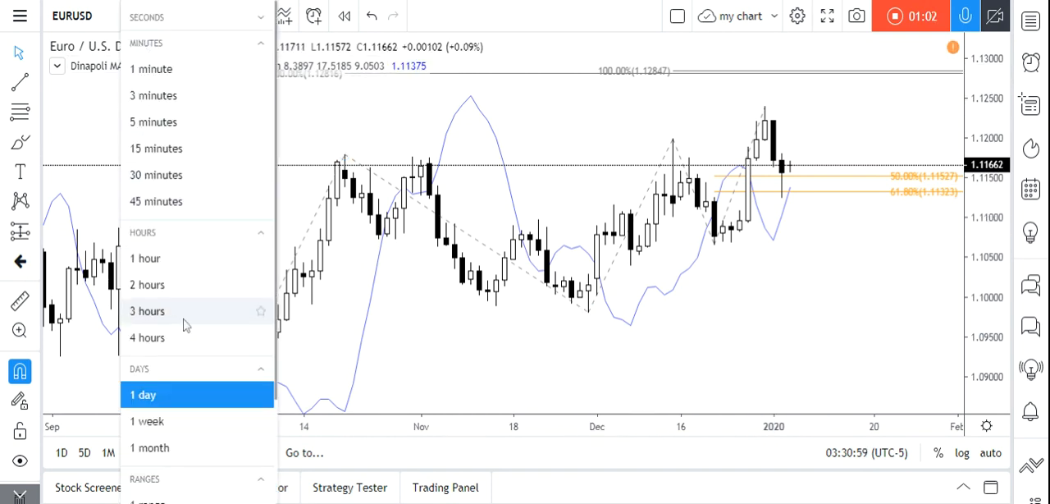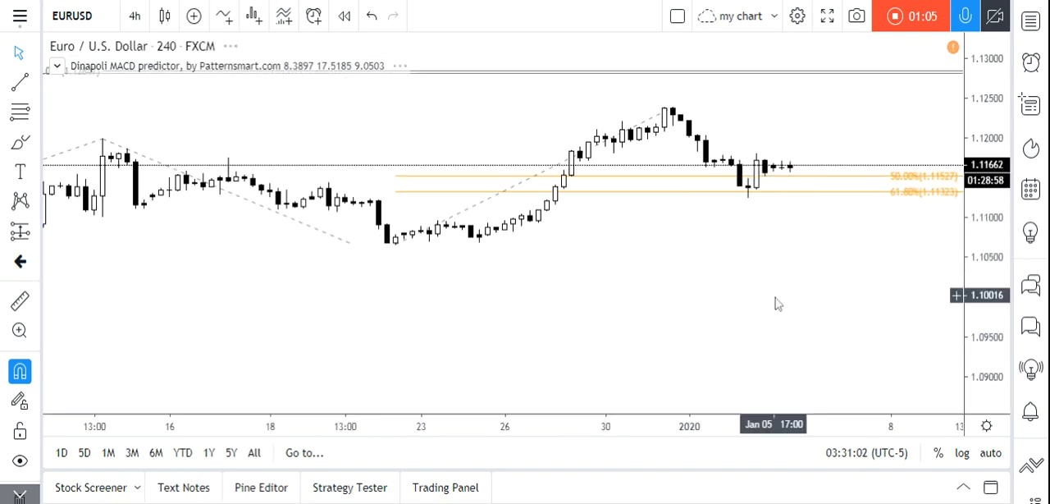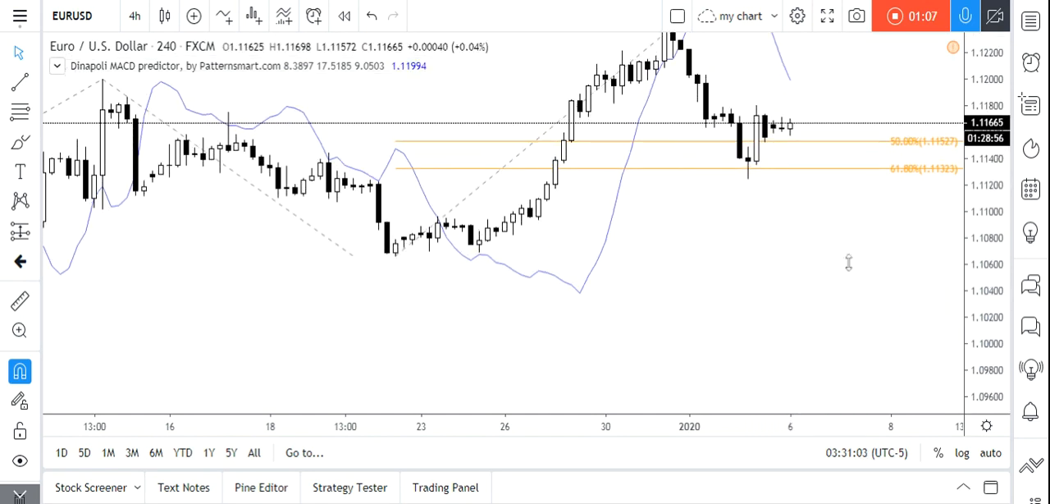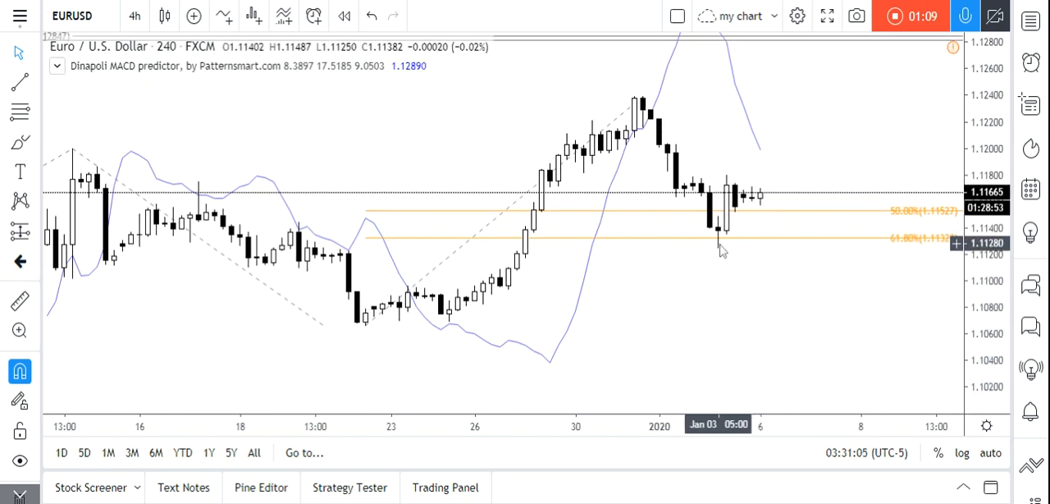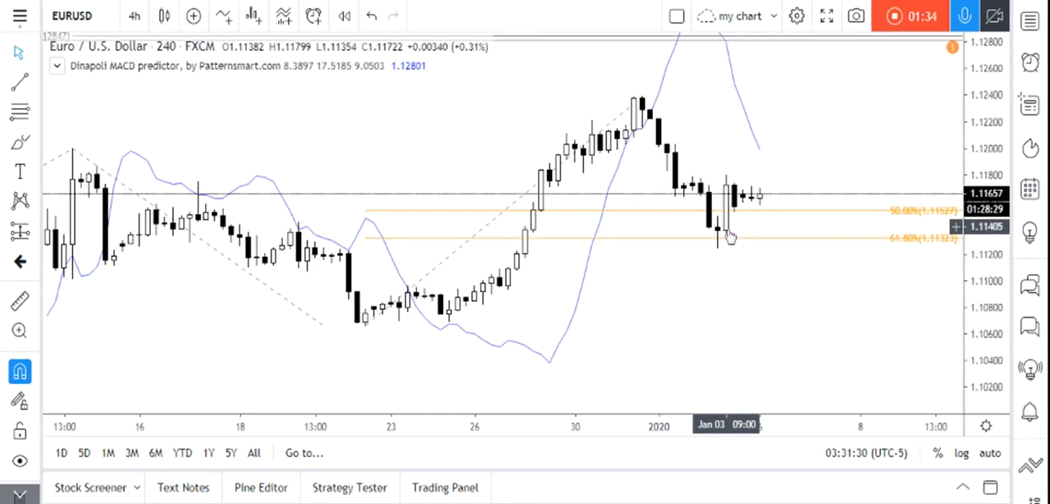If we look at the 4-hour time frame, you can see a very nice looking pattern called a morning star. This bearish candle, a small hammer or doji kind of candle, and this bigger bullish candle. This bigger bullish candle alone is an engulfing candle, and if we combine it with the previous two candles, these three candles make a morning star.